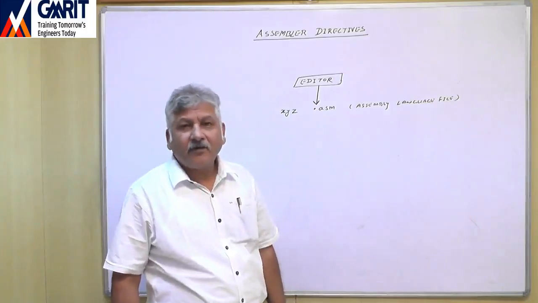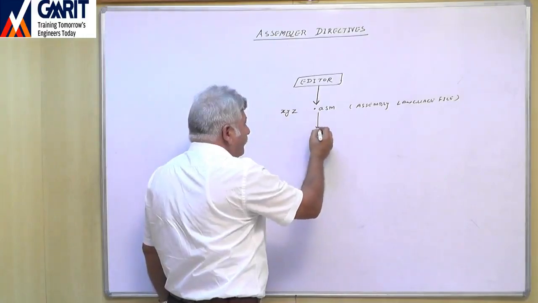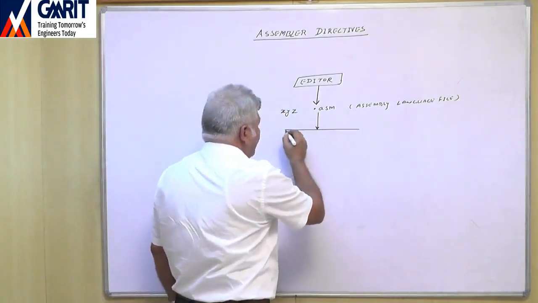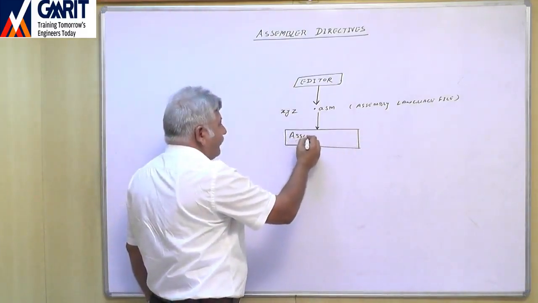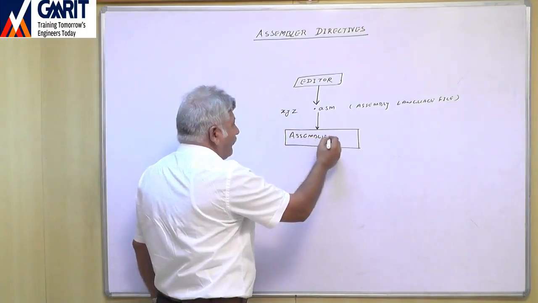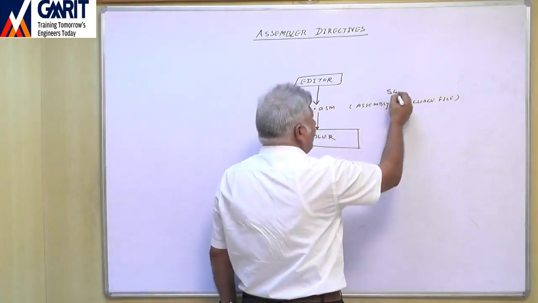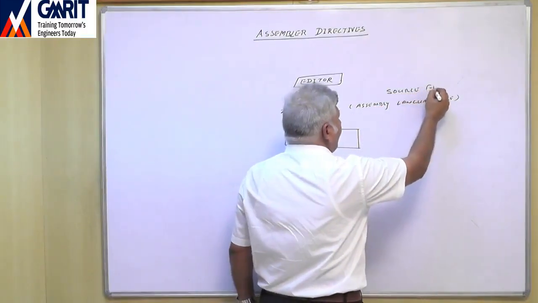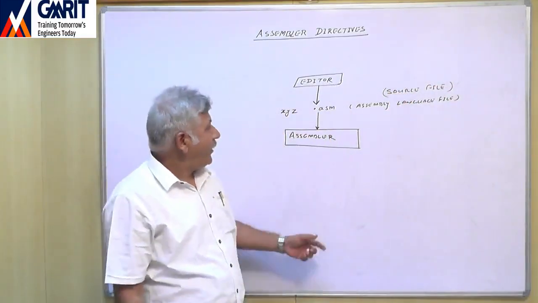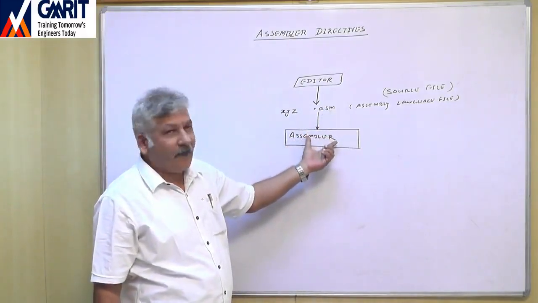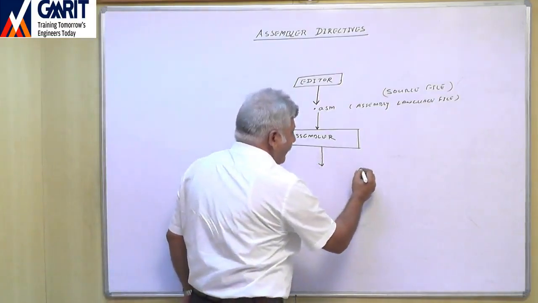Now after the generation of the ASM file, this file will be passed through a software, and that is called an assembler. So basically this .asm is our source file. And now this source file will be passed through the assembler, and this assembler will generate an object file.